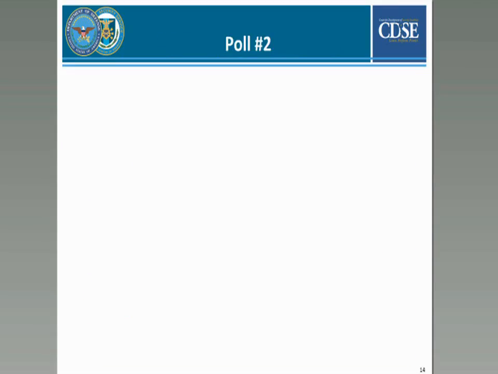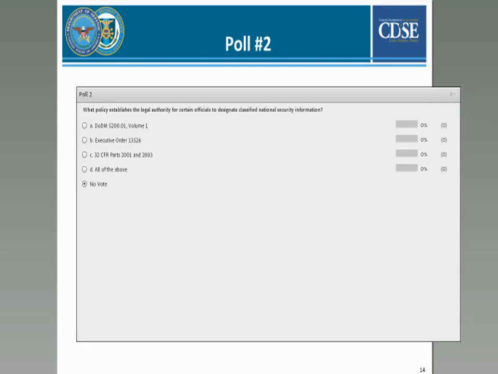So before we move on to our next topic, let's look at another poll question. What policy establishes the legal authority for certain officials to designate classified national security information?